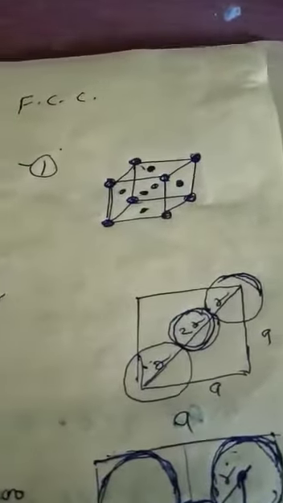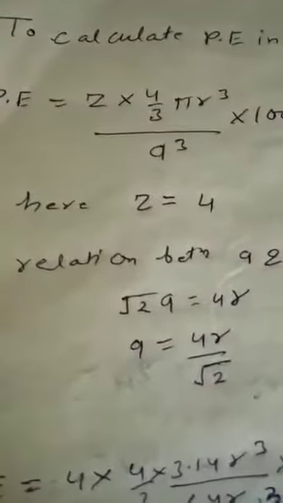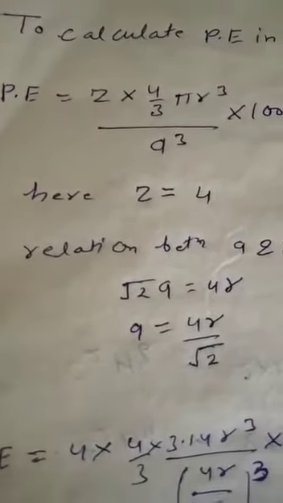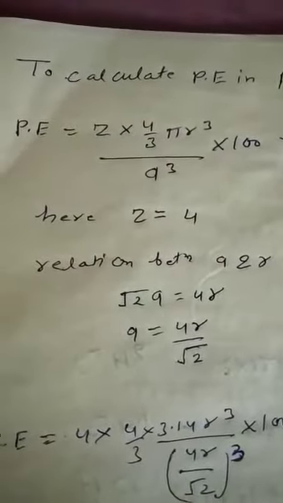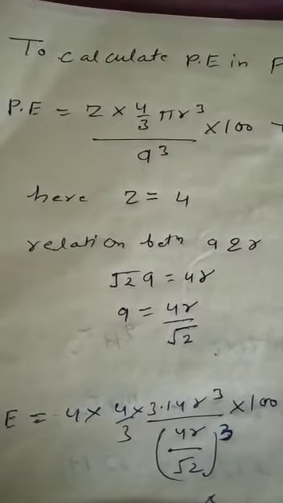Now the second case we have is the FCC unit cell. If you see the second one, that is the FCC. For FCC, the particles are present at corners and at the centers of faces. The formula is the same again: packing efficiency is equal to Z into 4 by 3 pi r cube, divided by a cube, into 100. But in this case, the number of particles per unit cell Z is 4, and the relation between a and r is a equals 4r upon root 2.